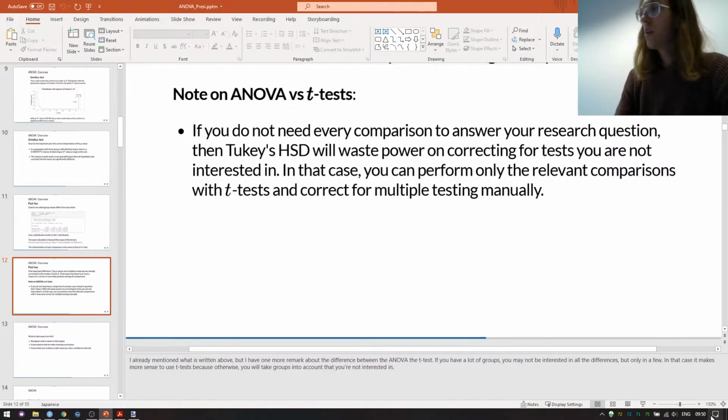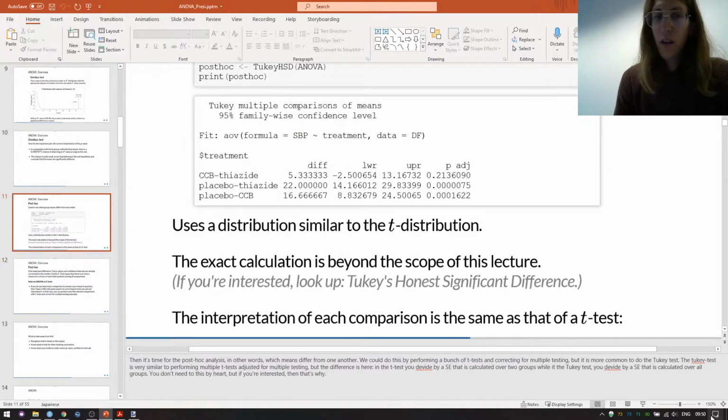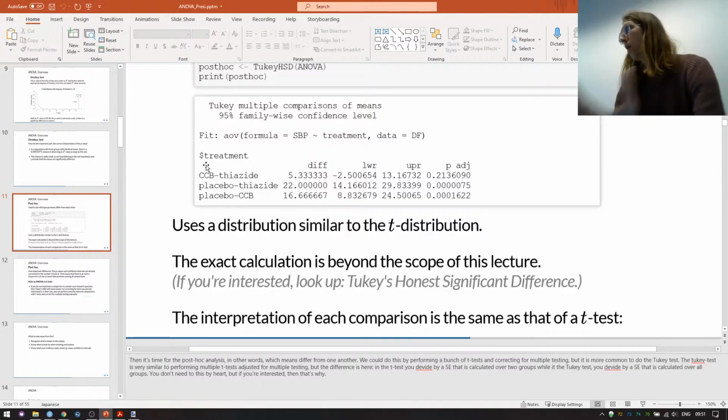But if you're only interested in a few comparisons, then do the t-test. Otherwise, do a Tukey HSD. And in our case, we are actually interested in everything. So a Tukey HSD makes more sense because first, we would like to see, are both the medicines effective? But we would also like to know, is there a difference between the medicines? Is there one medicine that works better than the other?